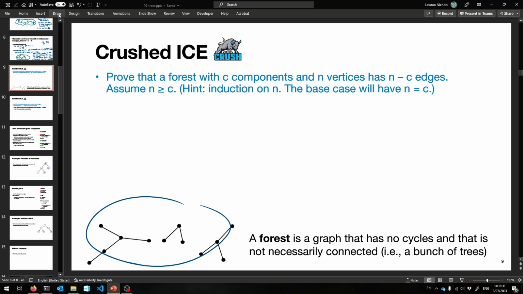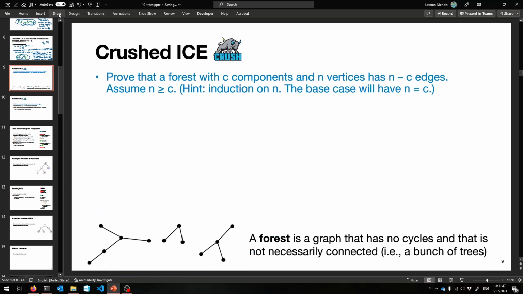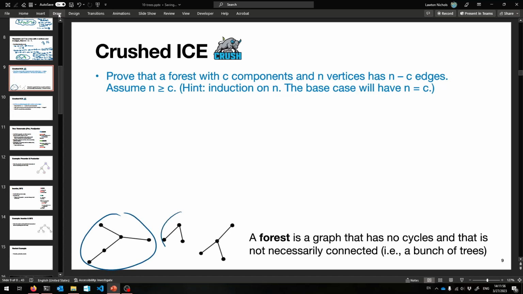This is called a forest. A forest is just a bunch of trees separately, which is a cute little pun, I guess. A forest is a graph that has no cycles but isn't connected. So it's just a bunch of trees by themselves, but you consider them all at once. That is a forest. They're just not connected. And there are 3 components in this forest. There's this one, there's this tree, and this tree. Those are called components.